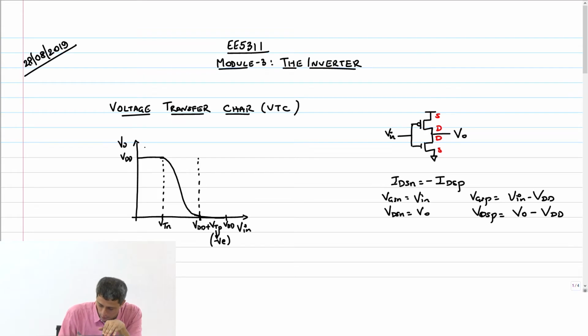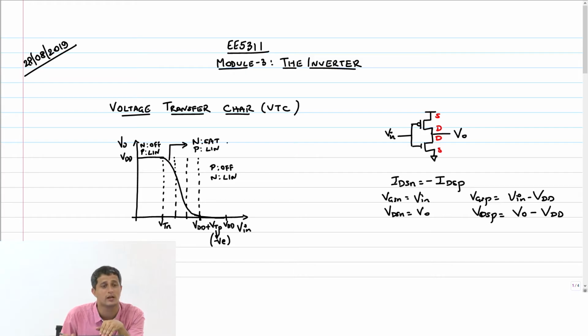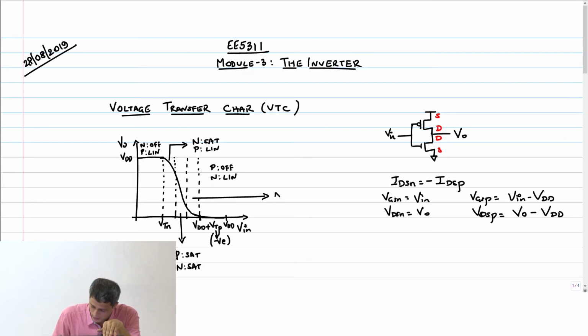If you look at the regions of operation, in the first region NMOS is off and PMOS is in linear. Here PMOS is off and NMOS is in linear. Then we had one more region somewhere in between, where NMOS is going to be in saturation. The moment V in crosses VTN, the NMOS turns on in saturation, and PMOS continues to be in linear region. In this region, both N and P will be in saturation or velocity saturation, depending on whether it's a long channel or short channel device. This region is going to be, what is N and P?